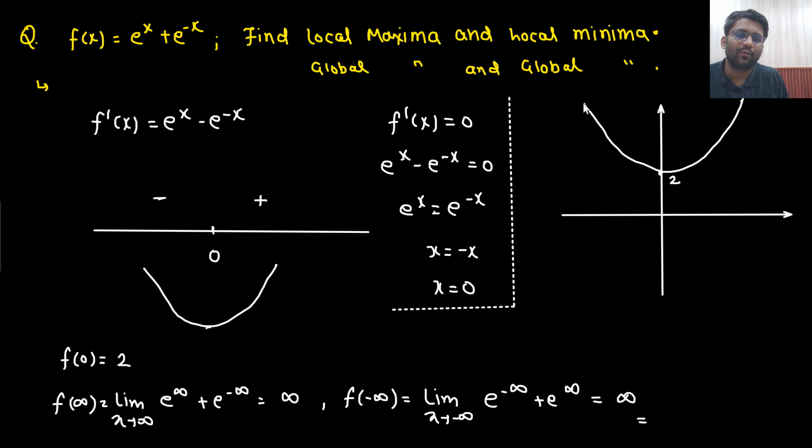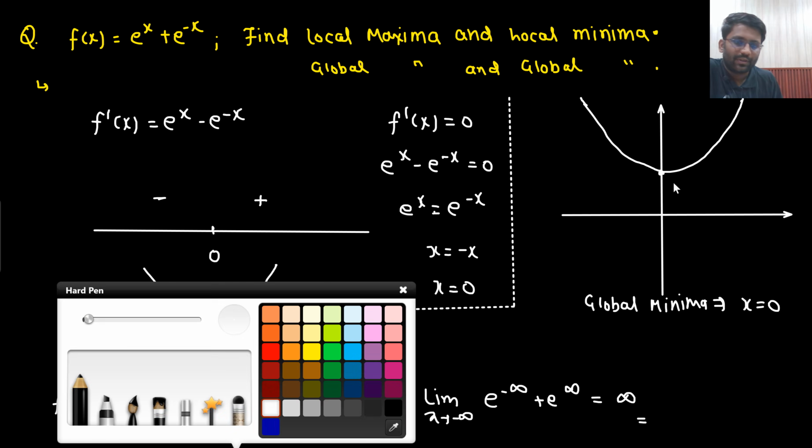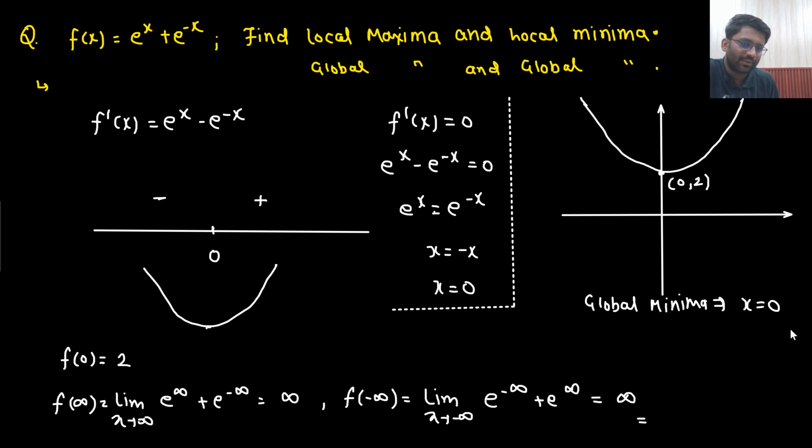Do I need to tell the point of local maxima and local minima or anything? Just let me know what will be your global minima. Sir, global minima is nothing but x equals 0, because at x equals 0 you are getting the minimum value, which is 2. So global minima is x equals 0. That is your local minima as well, because you are getting only one minima.